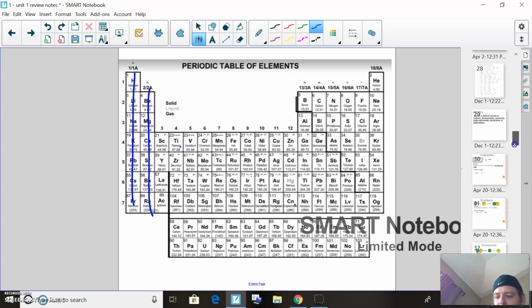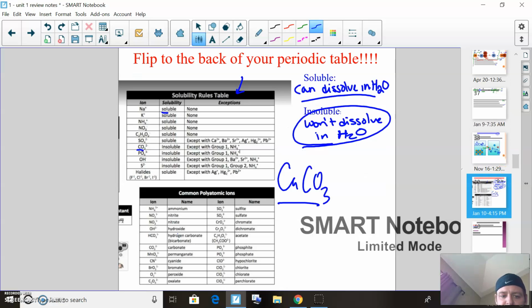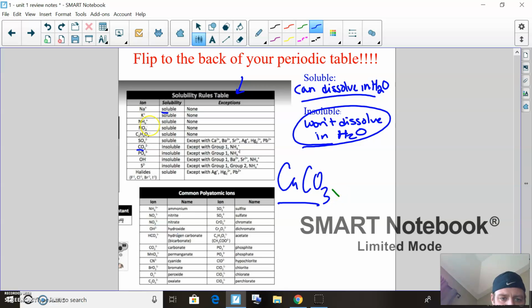So basically, when you want to see if something is soluble or insoluble, all you have to do is check the backside of the table, and usually we look at the anion, the negative part. Halides are just fluorine, chlorine, bromine, iodine. That's group 17, and so on and so forth.